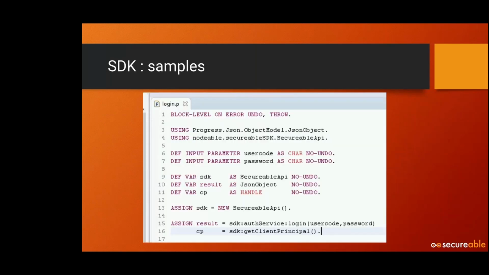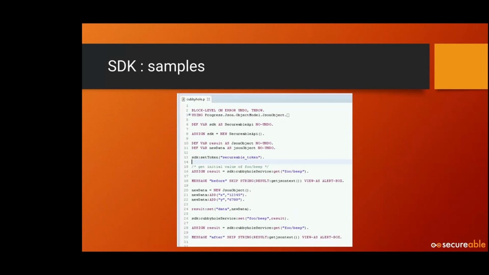For OpenEdge, here's a quick example. As you can see, we're just creating a new SECURABLE API, and then on line 15, we're logging in using user code and password. If you don't specify a provider, it defaults to the SECURABLE authentication system, and then you can just grab the client principal. So literally three lines of code to handle all of that for you.